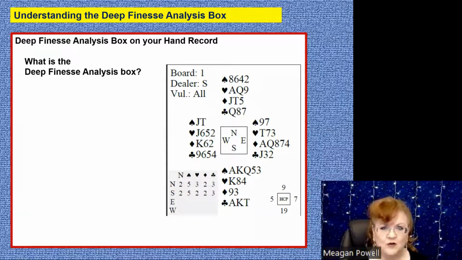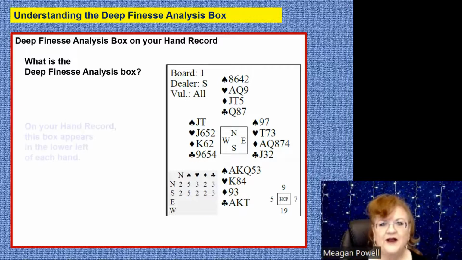Today's video will be an explanation of the deep finesse analysis box that you see in the lower left-hand corner when you look at hand records. It helps you understand contracts as they could have been made, but not what contracts you should be vying for necessarily. Let's get started. So what are we talking about when we say the deep finesse analysis box?